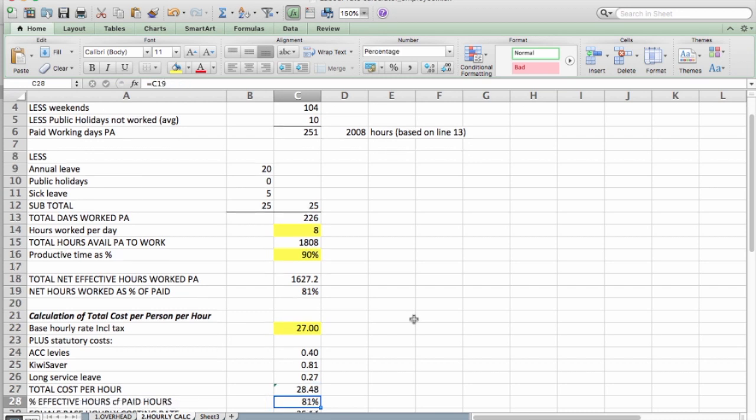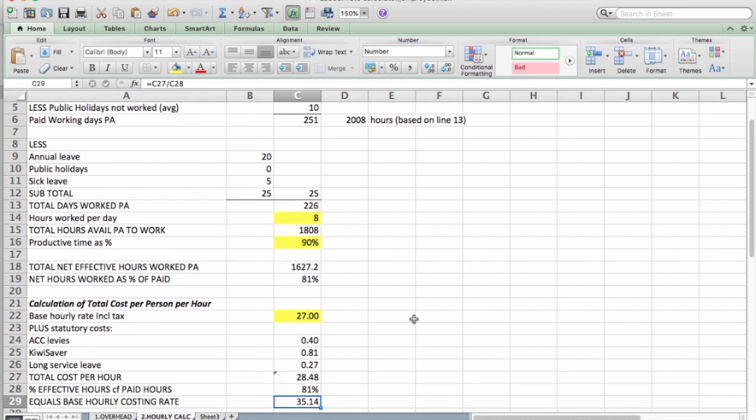And then of course once you allow for the productivity of that person being at best only 80% in this particular example, then really even though you're paying them $27, it's costing you at least $35 an hour to have that person on the payroll. And again, that can be a bit of a shock to some people.